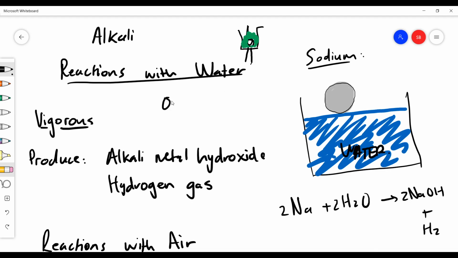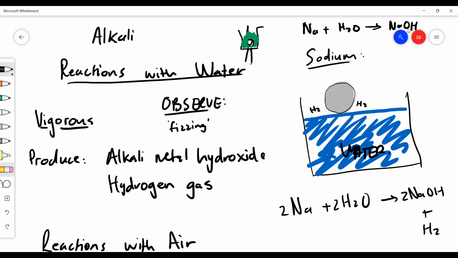Remember, when the question says what do you observe, you must write very key words like fizzing. You're going to see some fizzing. Why does it fizz? This is because H2 gas is coming off. So H2 gas from the sodium plus the water. Remember, the hydrogen gas is part of the water, so it forms sodium hydroxide, metal hydroxide plus H2.